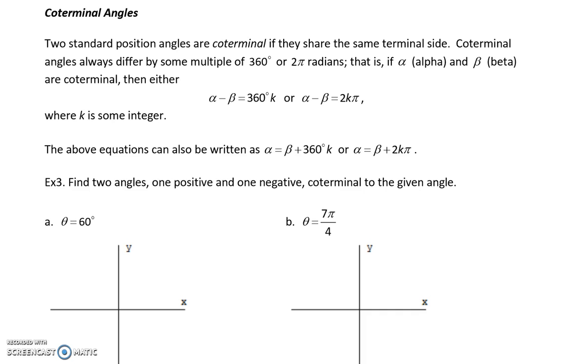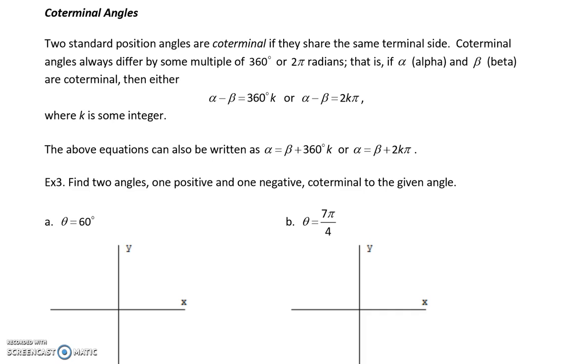Coterminal angles always differ by some multiple of 360 degrees or 2 pi radians. That is, if alpha and beta, those are the Greek letters alpha and beta, are coterminal, then either alpha minus beta equals 360 degrees times k, or alpha minus beta equals 2 pi times k, where k is some integer. So coterminal angles always differ by a multiple of 360 degrees in degree measure, or 2 pi radians if we're using radian measure.